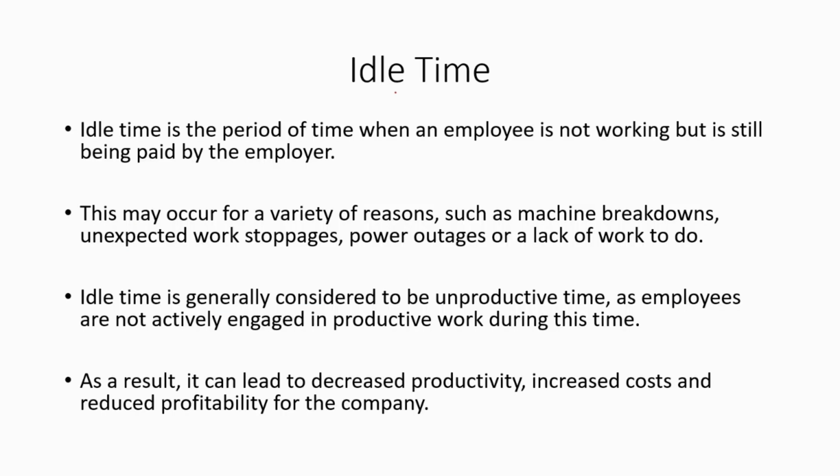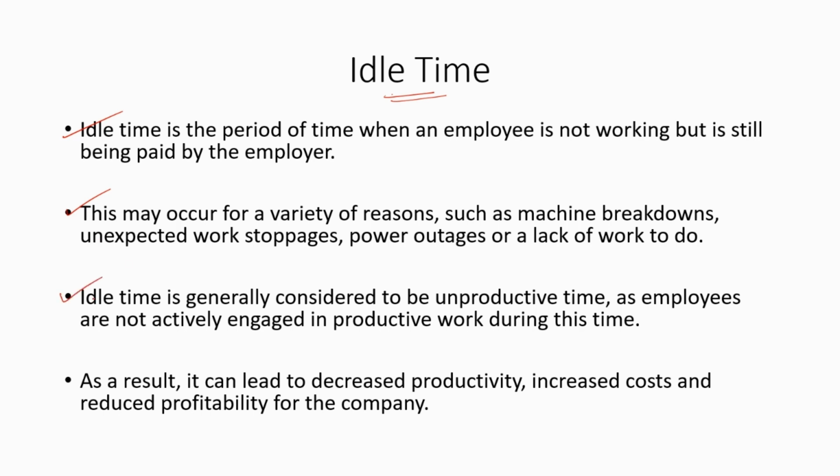Now let's discuss the term idle time. This term is also very important under direct labor variances. Idle time is the period of time when an employee is not working but is still being paid by the employer. This may occur for a variety of reasons, such as machine breakdowns, unexpected work stoppages, power outages, or a lack of work to do.